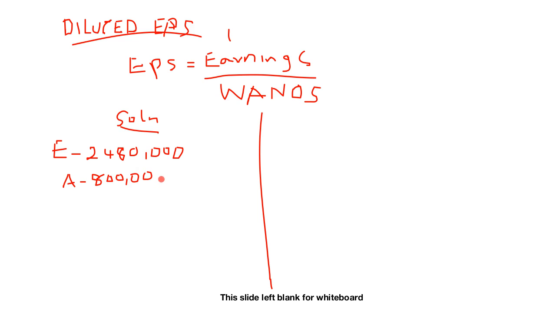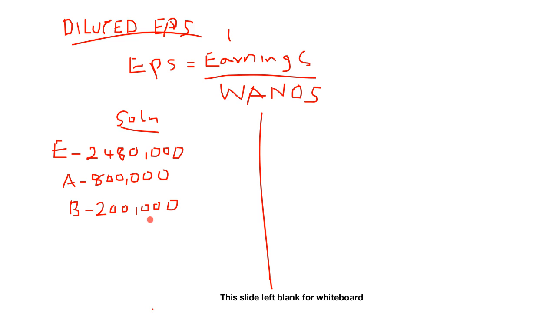Then we are told that on 1st January, the company issued 200,000 which do not rank for dividend. So maybe we can note this as B, additional shares 200,000. We are told to calculate the basic earnings per share and the diluted earnings per share.